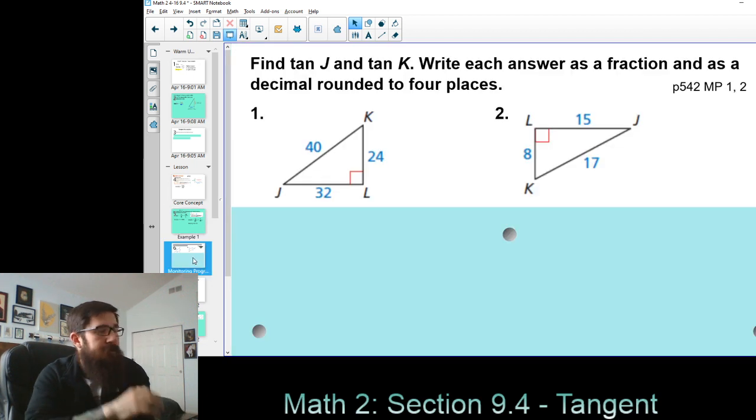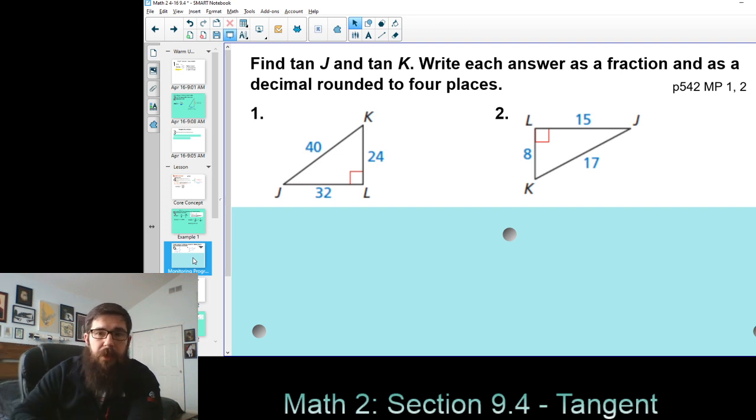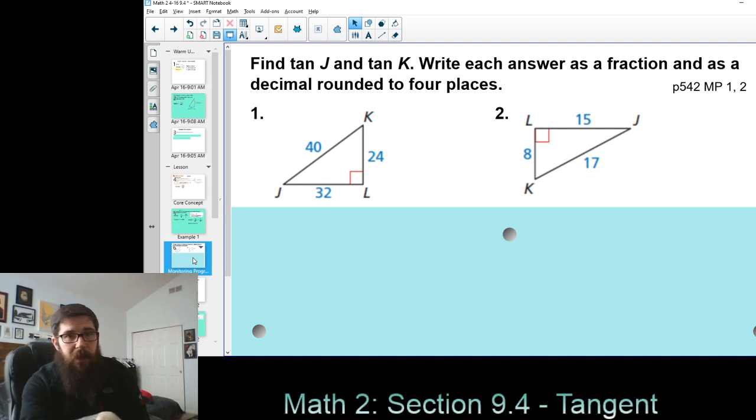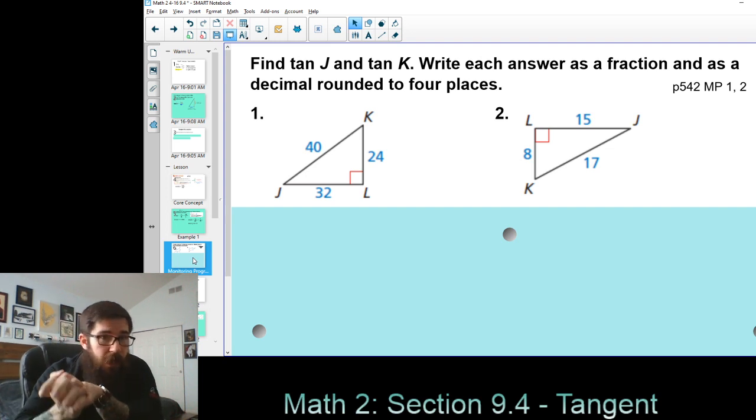So if I jump to the next part here, this is page 542, monitoring progress problems 1 and 2. I've got 2 examples here, and then have the decimal rounded to 4 places. I would ask that you go ahead and pause the video right here. If you're watching it live, then we'll just go along for that. Otherwise, pause. Try these for a quick moment, and then when you're ready, come back and unpause, and we'll see how you did.